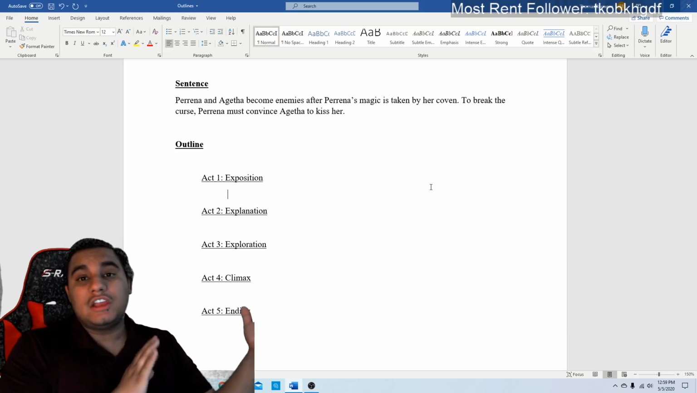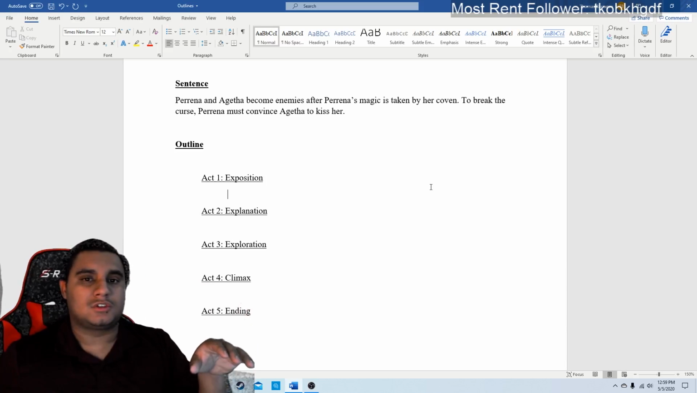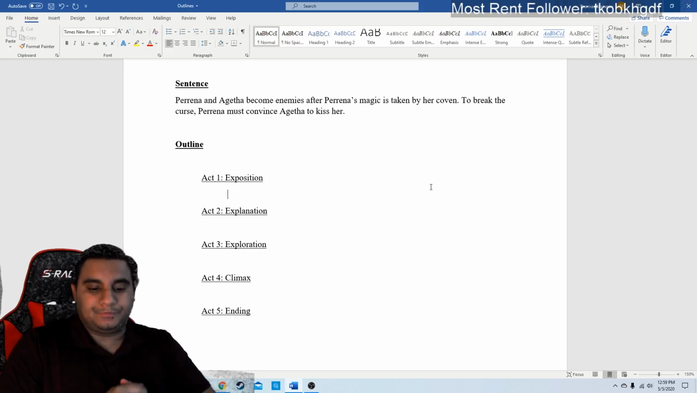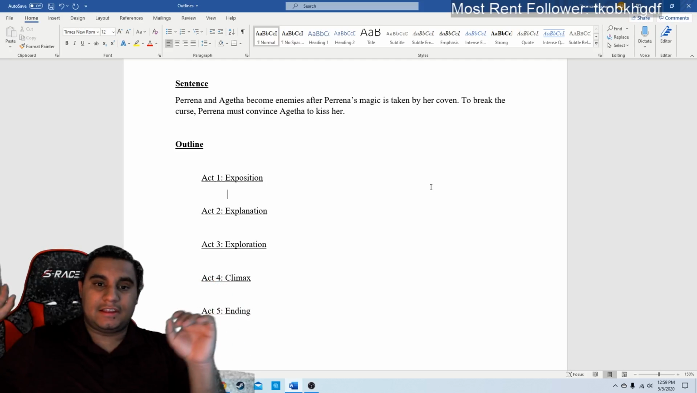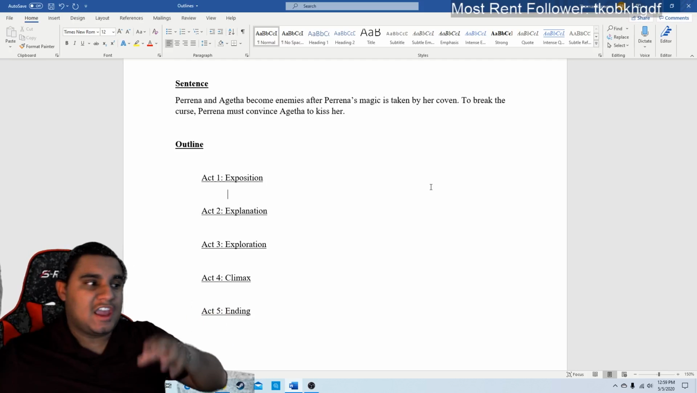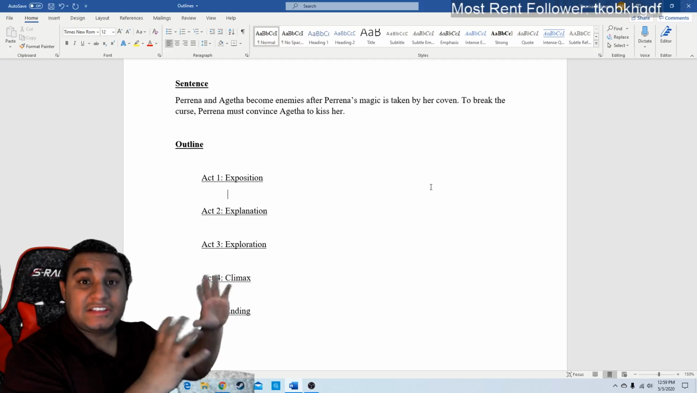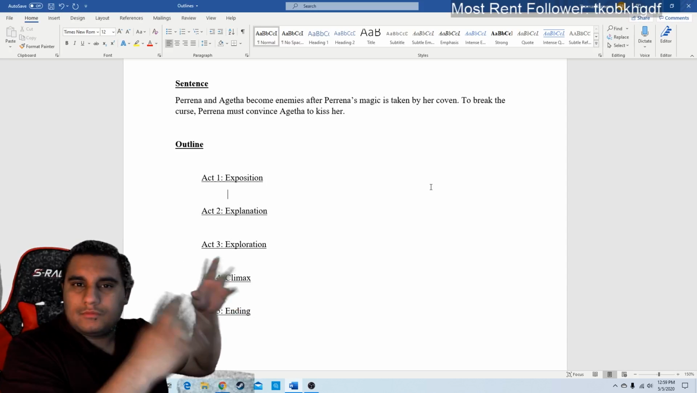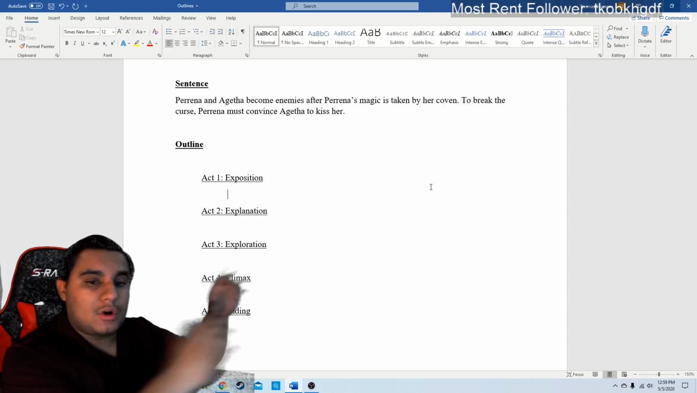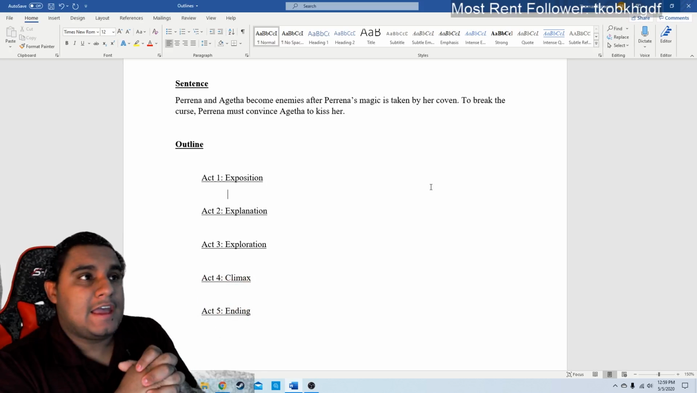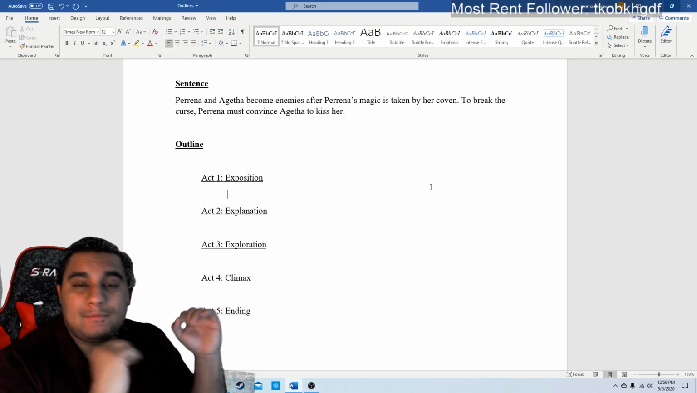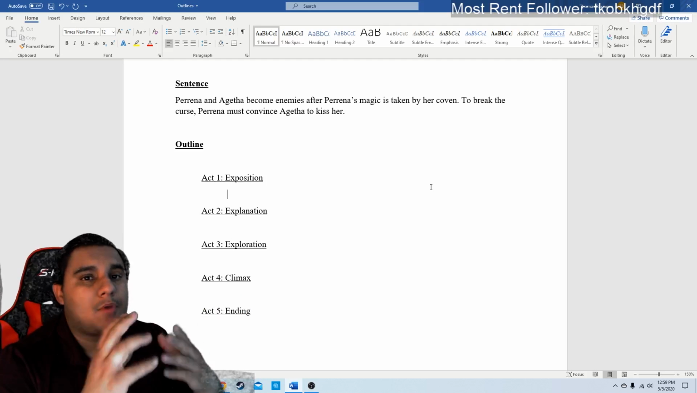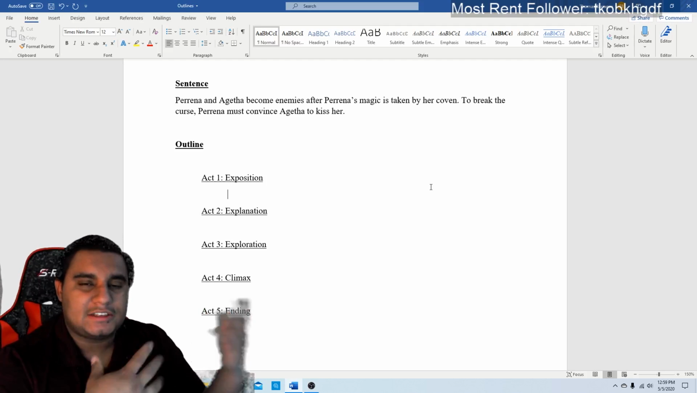And then exploration is going to be the longest part of your story. Exploration is going to allow you to take those two ideas, the exposition and the explanation, and just run off with them and decide what's going to happen now. And that's where you really just create the bulk of the story. Bulk of the story is going to be exploration. And that's going to be the actual journey, them getting to Act 4, the climax, which, most of us who have done an English class know what the climax is.